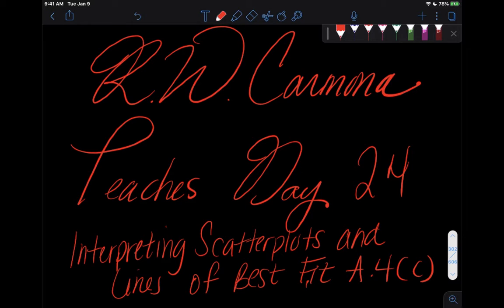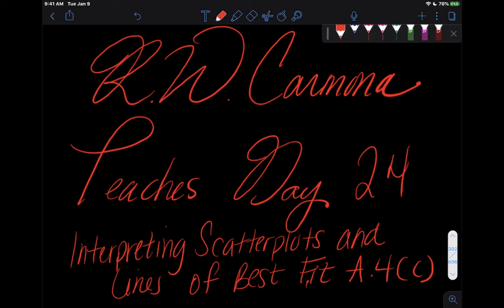Algebra 1, Day 24. Today we're going to be talking about interpreting scatterplots and what is called the line of best fit. Essentially what this means is we're going to have a discrete function, something that's a bunch of dots, and we're going to try and find the equation of a line that is the closest fit to it.